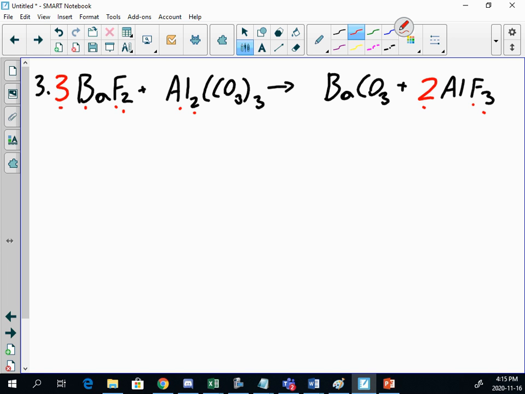Now I have 3 bariums in my reactants. Let's get 3 bariums in my products. That also gives me 3 carbonates, which luckily balances out my 3 carbonates here. So overall, this is balanced. And I can read that 3 units of barium fluoride react with 1 unit of aluminum carbonate to make 3 units of barium carbonate and 2 units of aluminum fluoride.